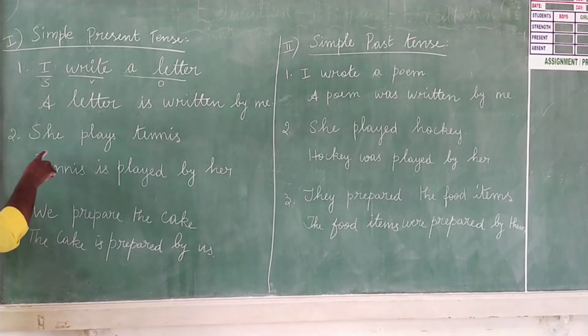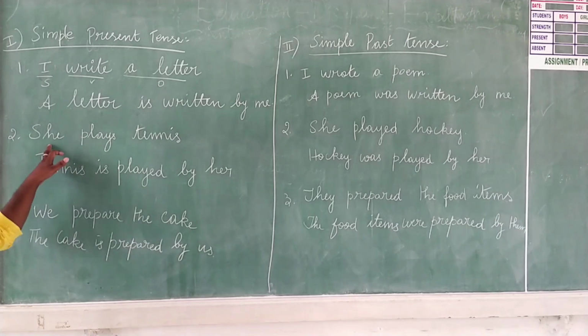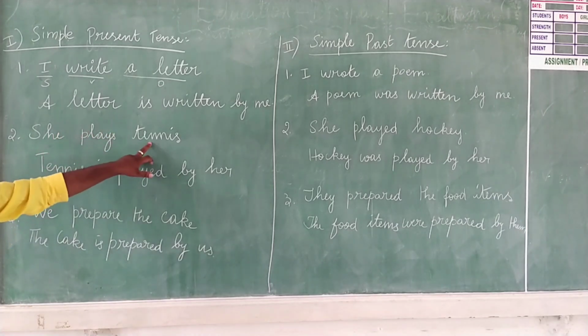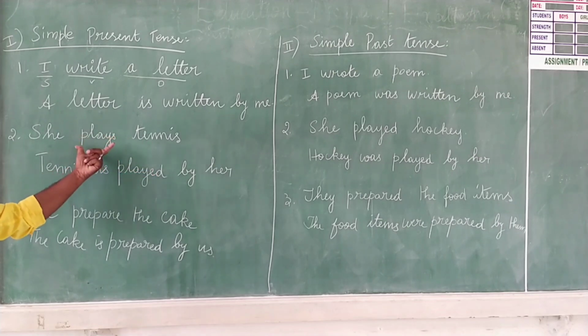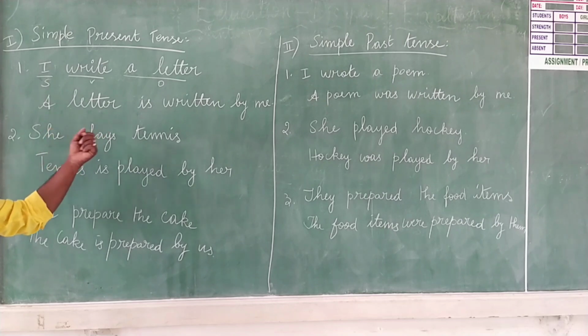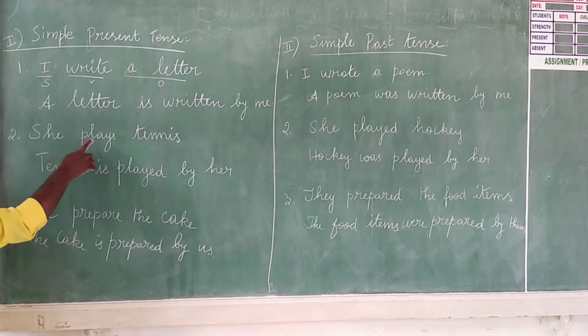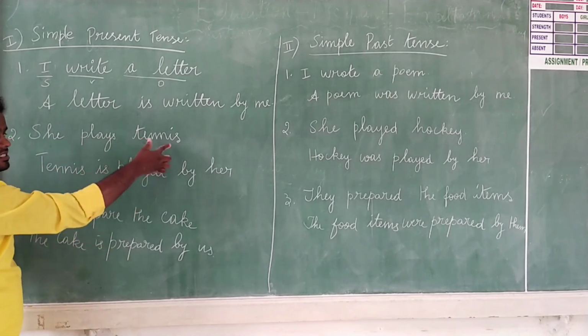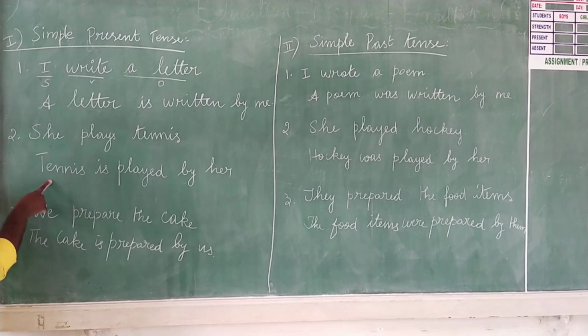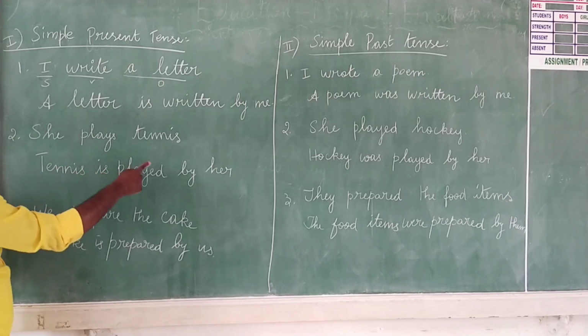Okay. The next one. She plays tennis. So in this sentence, she is the subject, plays is the verb, and tennis is the object. Look at the verb here. Plays. We have s here. So if we have verb plus s, it is said to be third person singular. S, V, O. So here the object is tennis. So the object becomes the subject. Tennis. I told you it is a singular noun. So we should use a singular verb. Tennis is played by her.